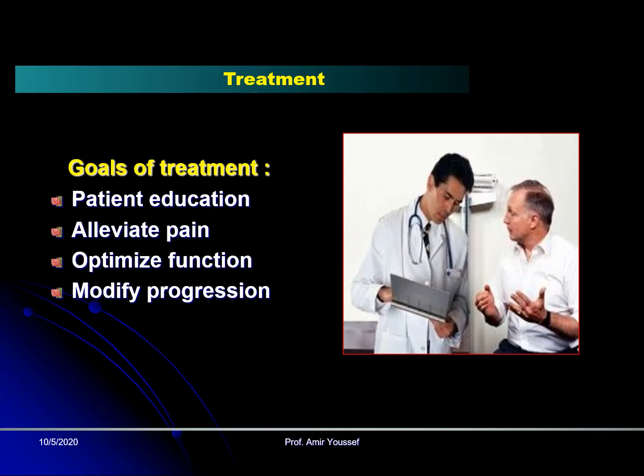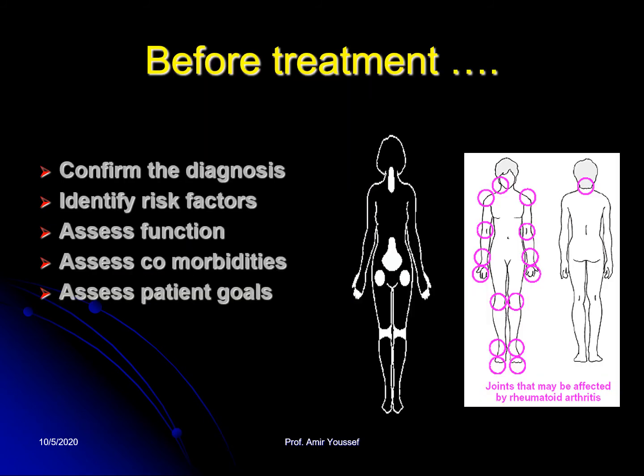Treatment of osteoarthritis. Goals of treatment: patient education, alleviate pain, optimize function, modify progression. Before treatment, you have to confirm the diagnosis, identify risk factors, assess function, assess comorbidities, assess patient goals.